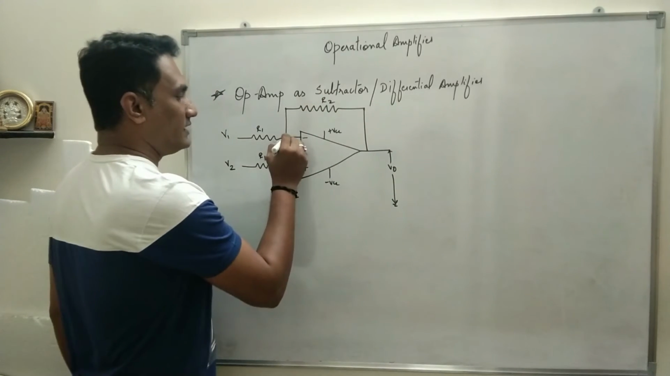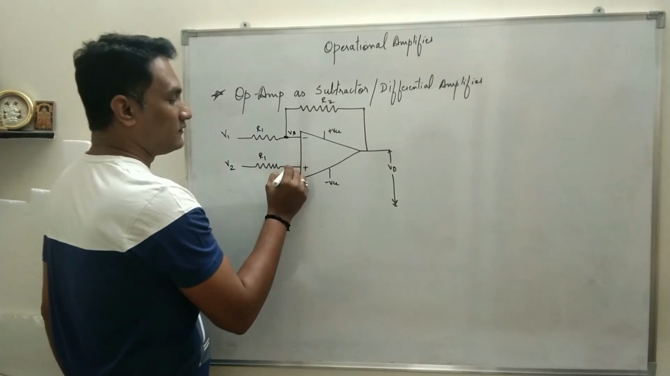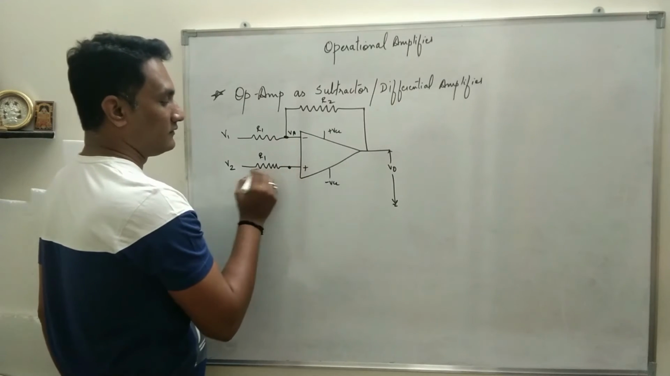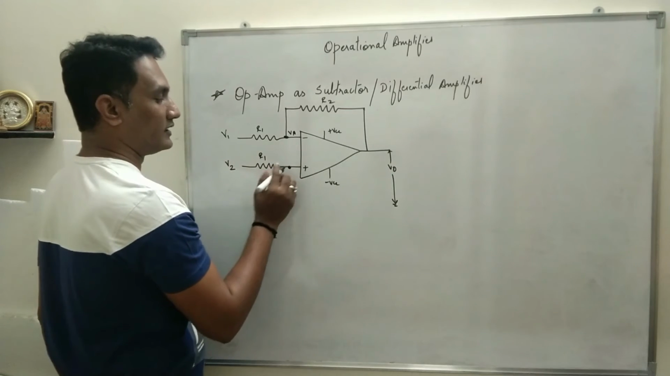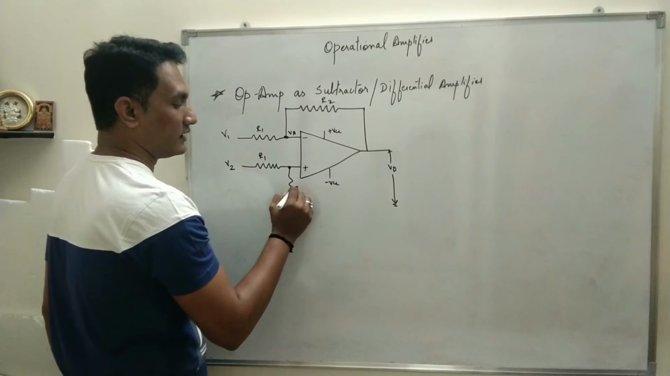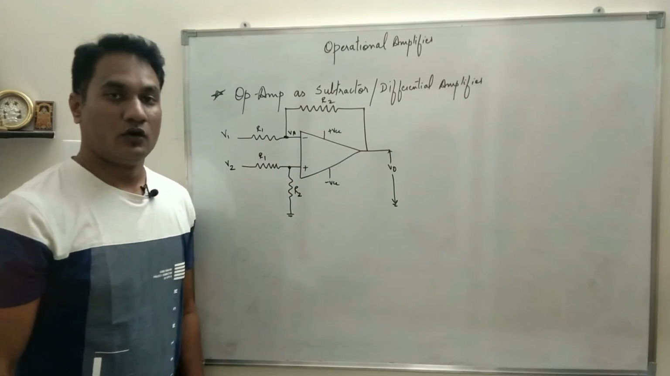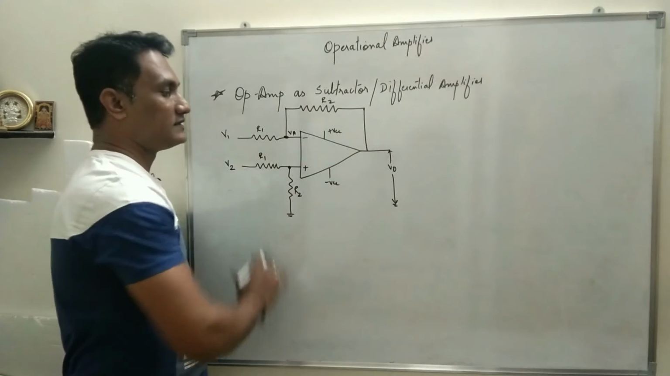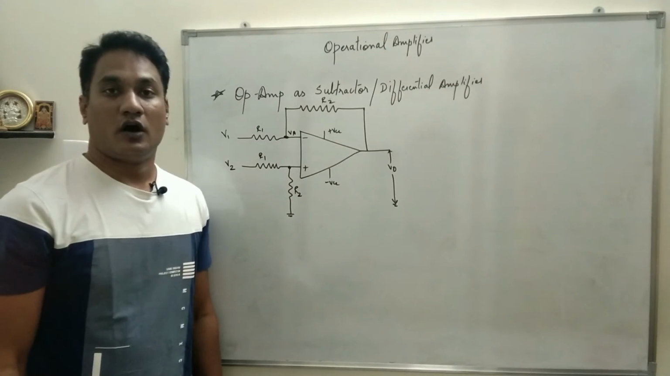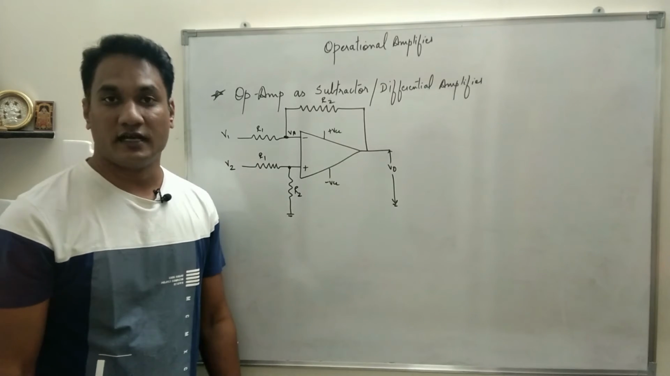Let this potential be VA. One more resistance from this point, from where the non-inverting terminal is there, we have to connect it to ground. The resistance value will be the same, R2. So this is the diagram for op-amp as a subtractor, or it can be used as a differential amplifier.